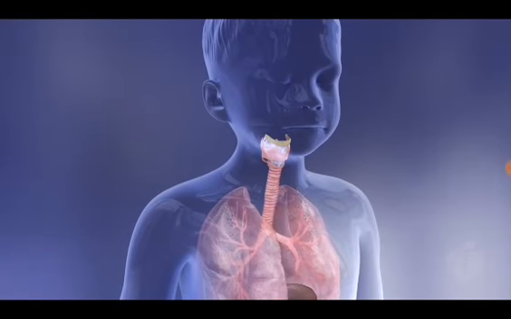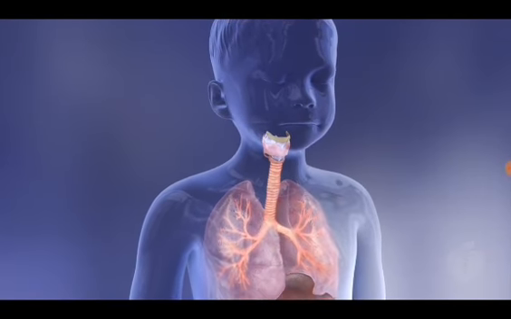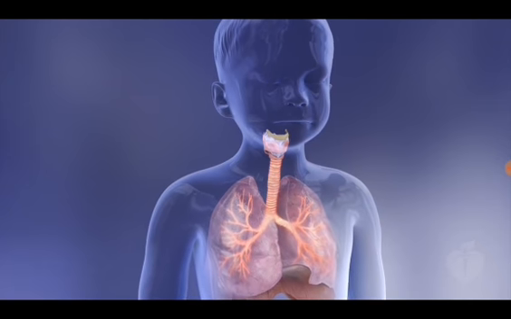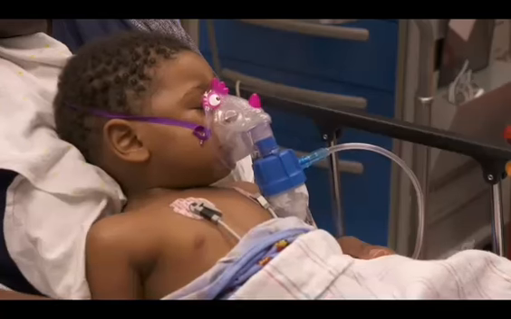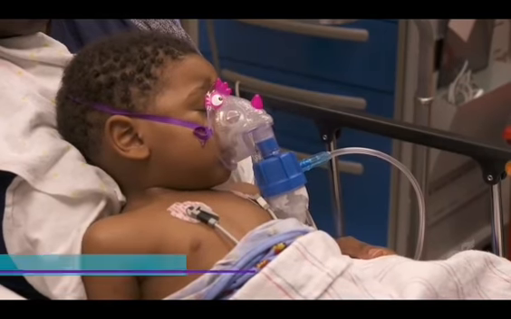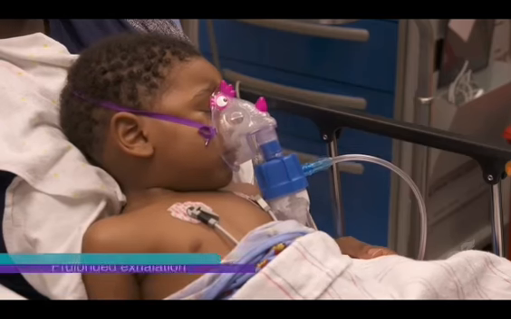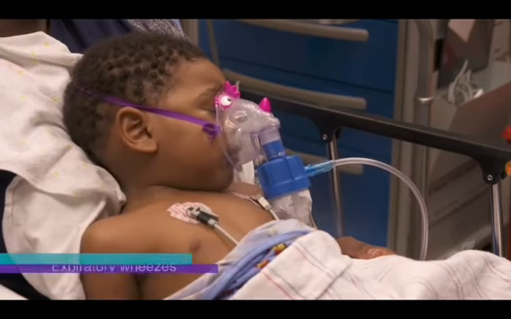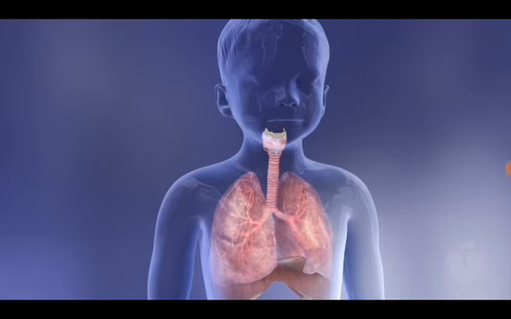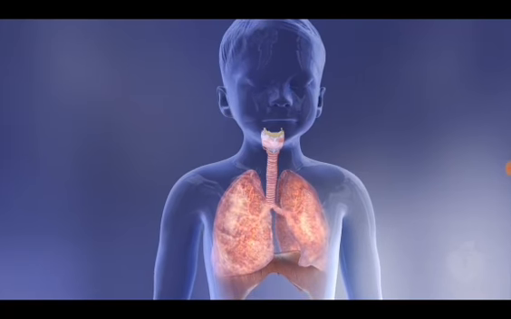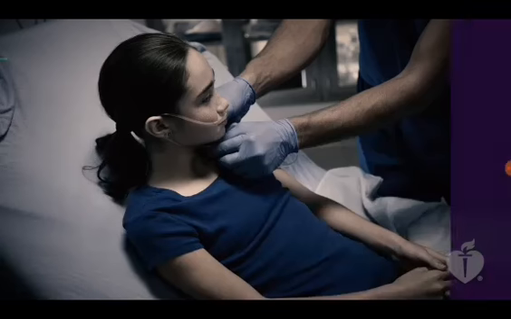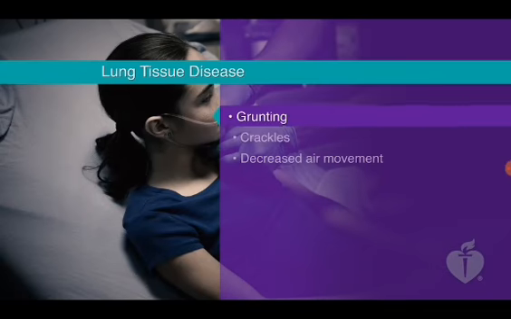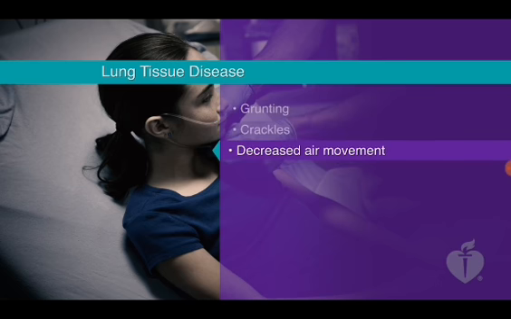A child with lower airway obstruction, such as asthma or bronchiolitis, also has increased respiratory rate and effort. On auscultation, air movement may be decreased, exhalation may be prolonged, and expiratory wheezes are usually heard. A child with lung tissue disease, such as pneumonia, demonstrates increased respiratory rate and effort that may include grunting. Crackles and decreased air movement may be present.